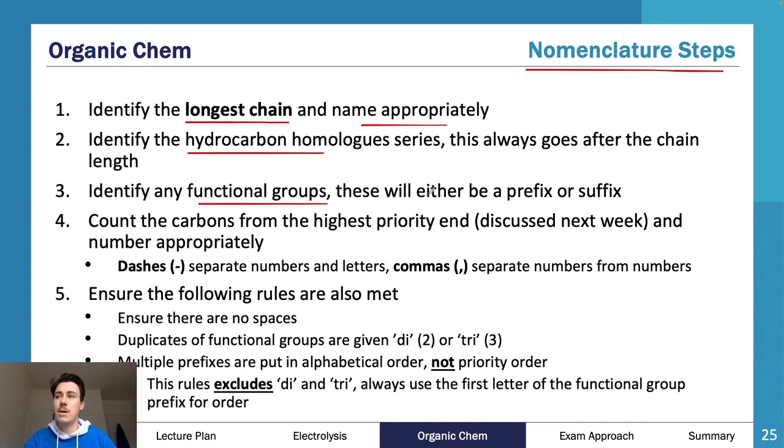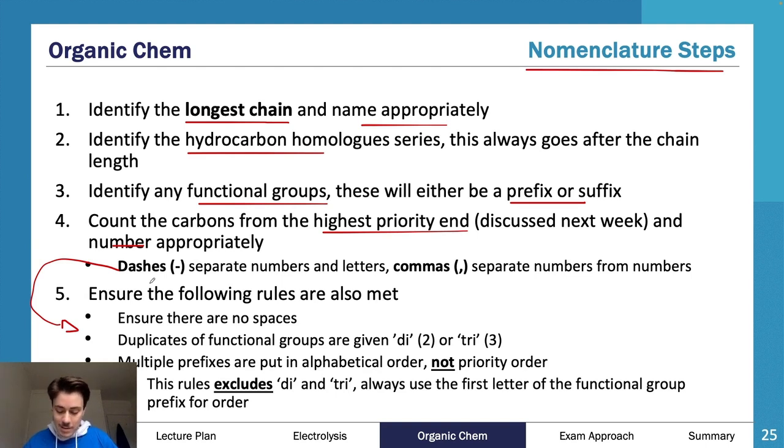Then I go through and identify my functional groups. I need to determine whether I'm going to need a prefix or a suffix. That's really going to determine how I then go and name things. I then count the carbons from the highest priority end to the lowest priority end, and I number appropriately. And then I ensure there's a few rules met. Now, I should have probably put this down here because it should really be in the rules, but we'll talk about it now. Really important.